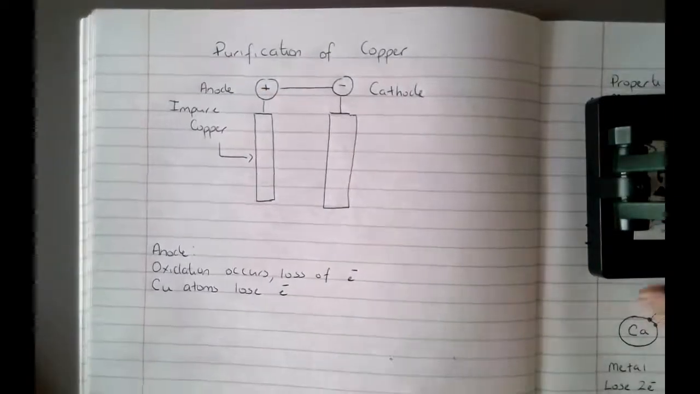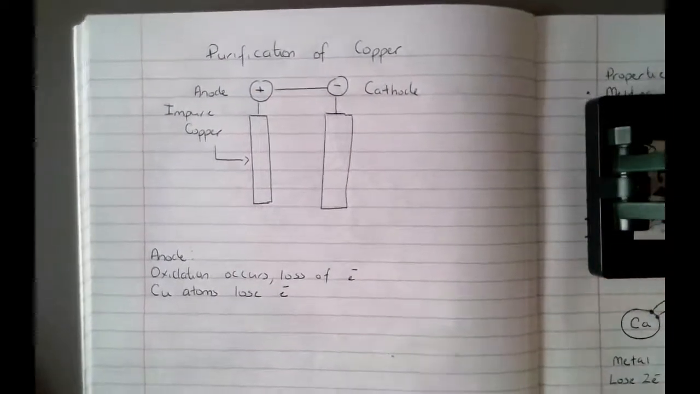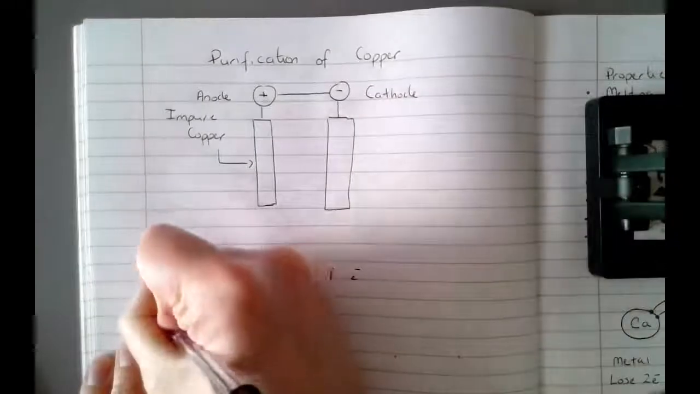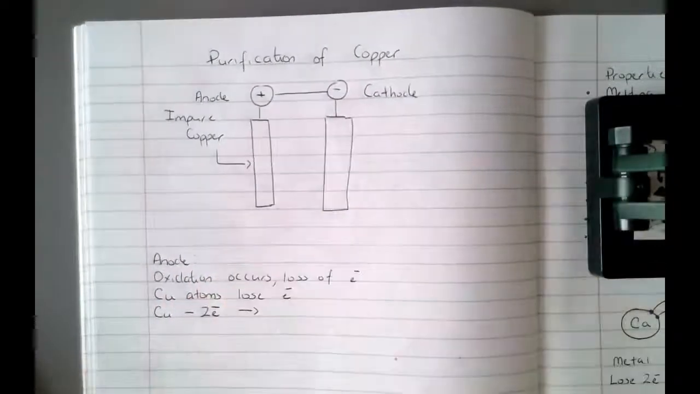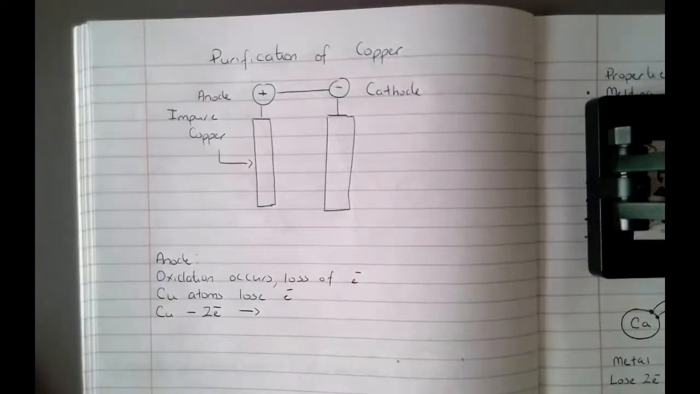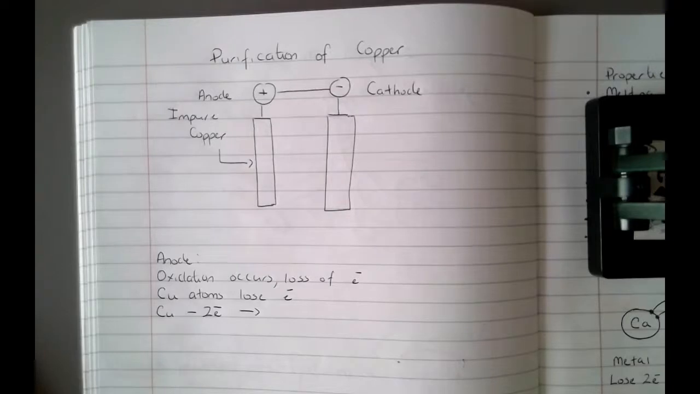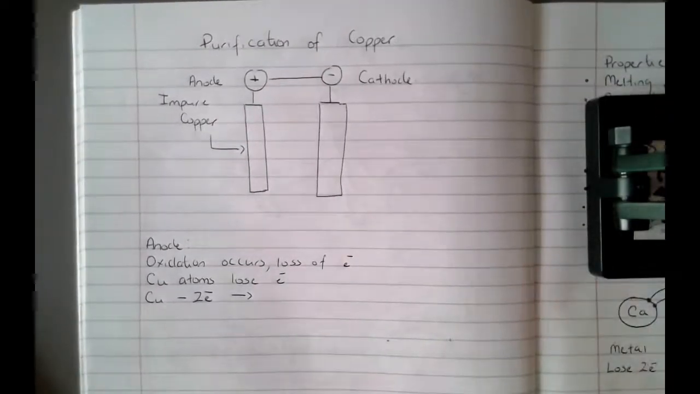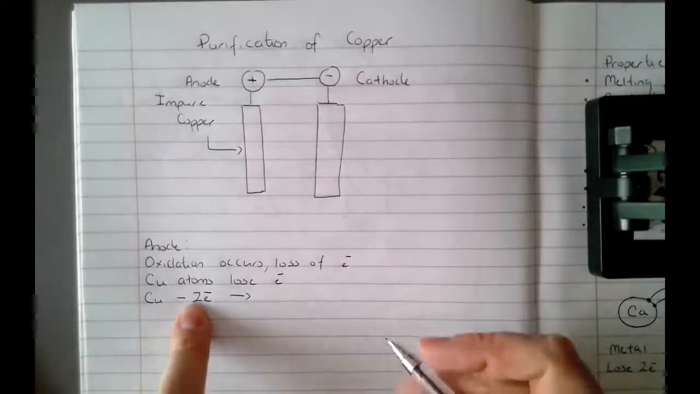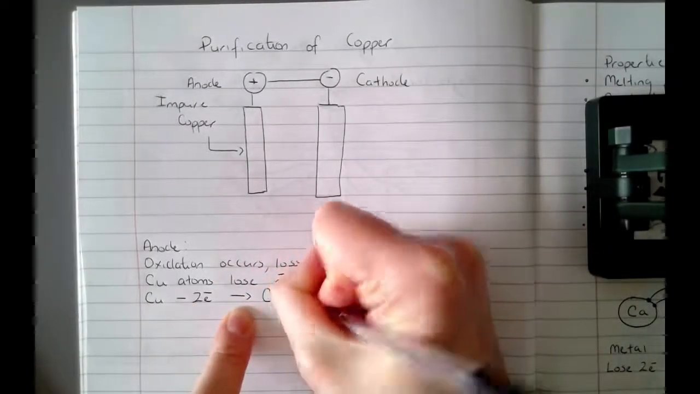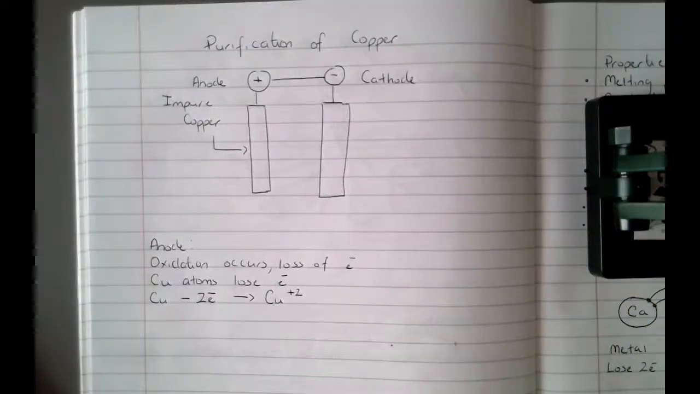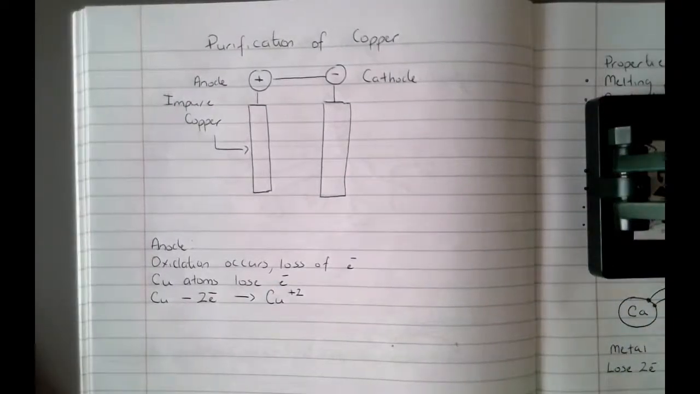So Cu atoms are going to lose electrons. In copper, you're typically losing 2 electrons. Okay, so copper is a transition metal. It's not in one of the main groups. It can lose 1, it can lose 2. In this case, we're just going to say it's losing 2 electrons. And when copper loses 2 electrons, it forms a Cu2+ ion. So metals always lose electrons. They always become positively charged.